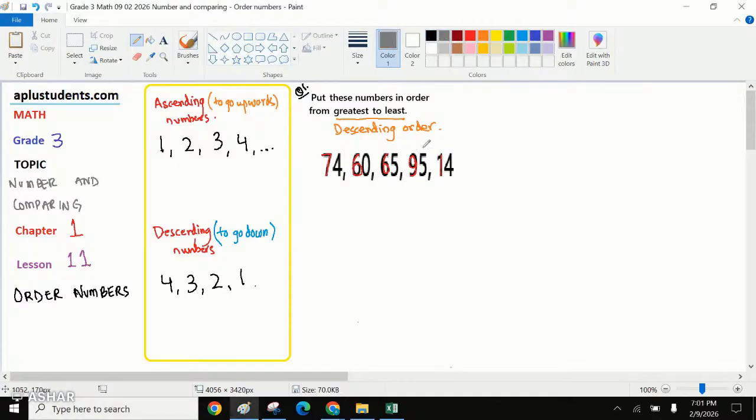What I prefer doing is cancelling out the numbers which I've used. That means 95, then 74, right? Because they're 2-digit numbers. Between 60 and 65, we are looking at these digits. Between these two, we will look at the units place. That would be 65, 60, and the smallest number would be 14. And this is your answer. Agreed?